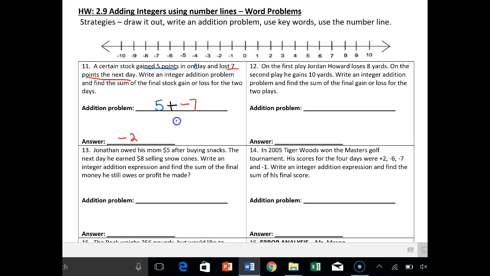And another way I could show my answer is saying, all right, I got 5 positives and I got 7 negatives.